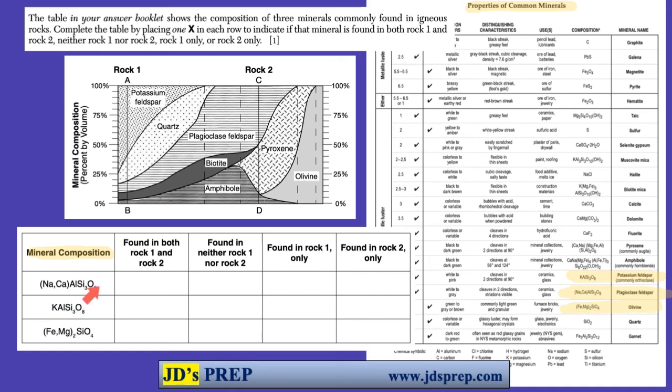All right, so starting here with this mineral that is Plagioclase Feldspar. It is present in both rock 1 and rock 2. Next we have this mineral here, which is potassium feldspar, which is only present in rock 1, sorry. And lastly, this mineral here is olivine, which is present in actually neither of them.